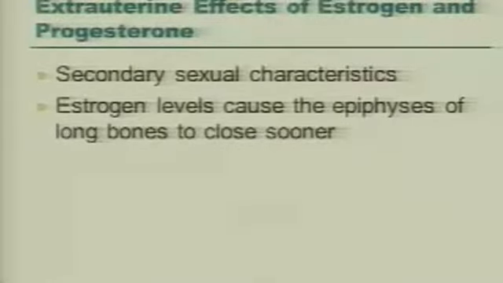Extrauterine effects of estrogen and progesterone, secondary sexual characteristics, we're all aware of these: increase in body hair, especially anogenital and axillary areas, oilier skin, acne. Estrogen will cause epiphyses to close sooner. Widening of the hips in preparation for childbirth, increase in breast size. So, deposition of more subcutaneous fat. We need fat to make babies, okay? So we get a little bit of that layer, which gives us more of that curvier presentation, okay?